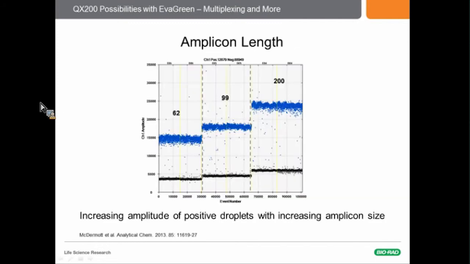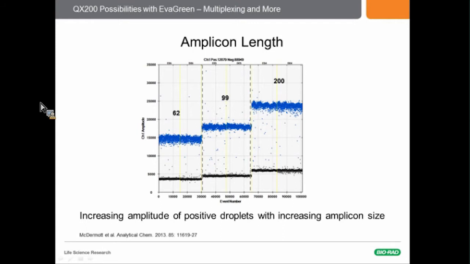Now we look at the ways in which we can drive changes in fluorescence amplitudes of amplicons on 1D plots in EvaGreen assays. Again, that is how we move the location of our positive droplets in order to do multiplexing. The first method of two that we'll talk about is based on amplicon length. Shown here are three different assays resulting in a 62 base pair product on the left, a 99 base pair product in the middle, and a 200 base pair product on the right.